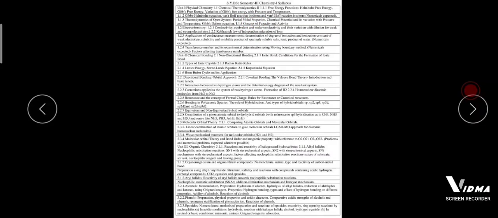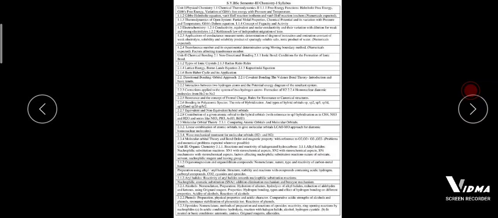The syllabus for this semester 3, for paper 1, has 3 units. First unit is from physical chemistry, second unit is from inorganic chemistry, and third unit is from organic chemistry. In the first unit, we are going to study chemical thermodynamics. There is the free energy concept, Helmholtz free energy, Gibbs free energy. Then we have to see the variation of these energies with pressure and temperature.